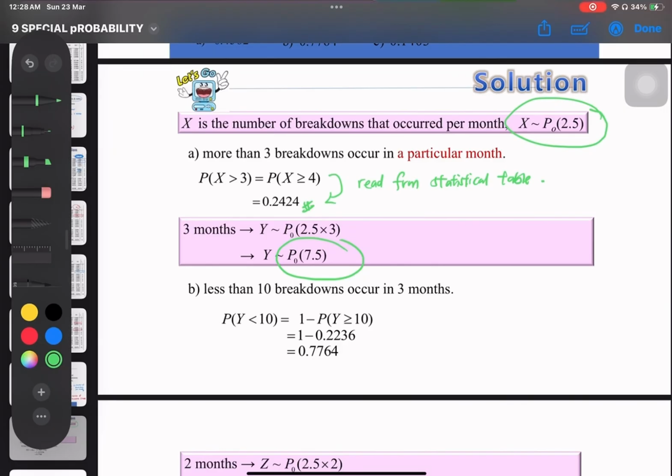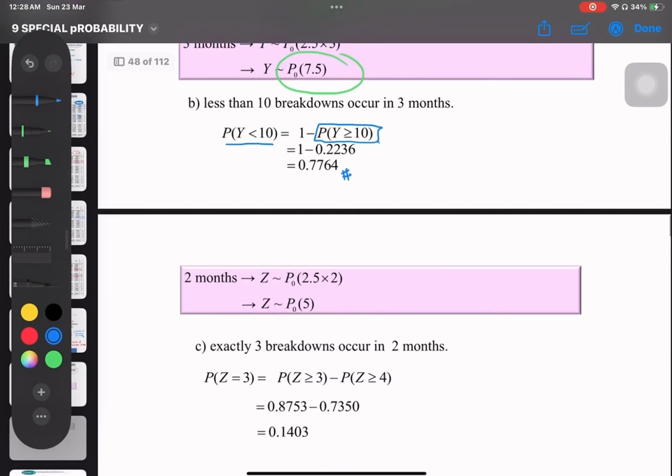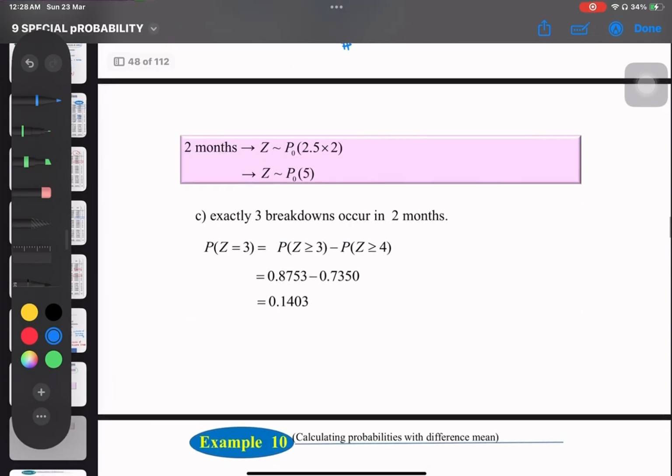For question B, there are less than 10 breakdowns occurring in 3 months. So for the new time period, we need to find the new mean, which is 2.5 times 3, we get 7.5. For this question, we need to find the probability of Y less than 10. So that is equal to 1 minus the probability of X greater or equal to 10. Read from the statistical table, 1 minus 0.2236, we get the answer 0.7764.